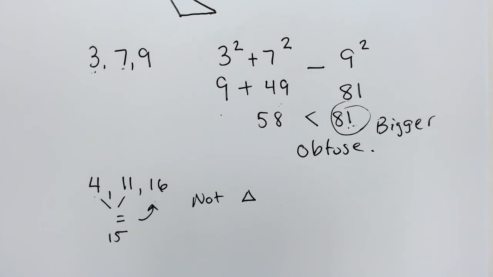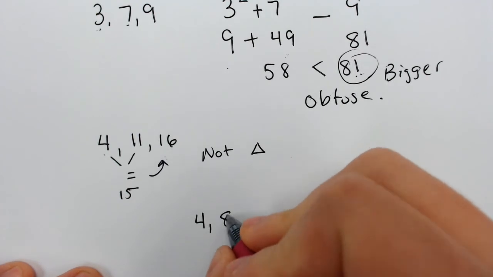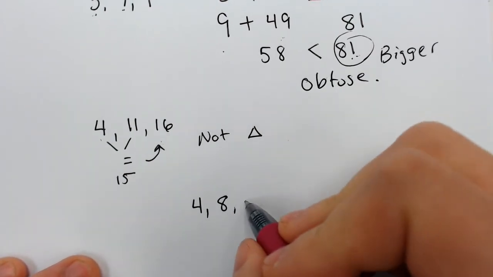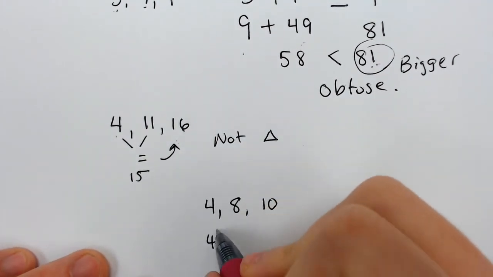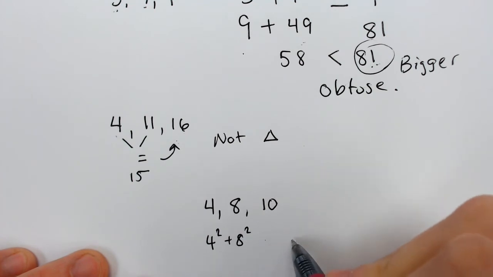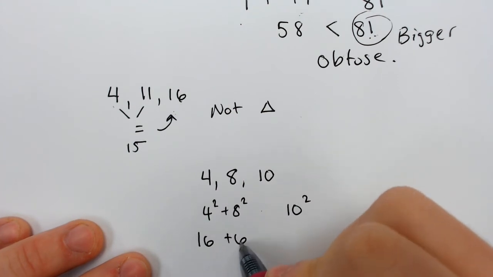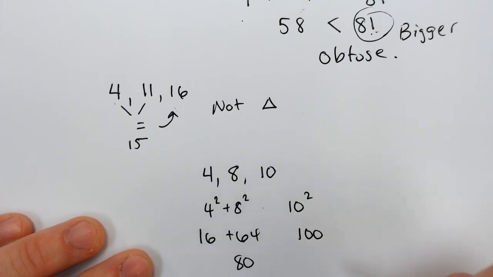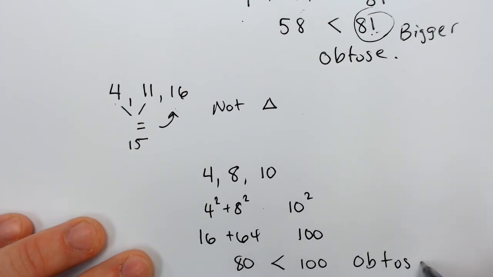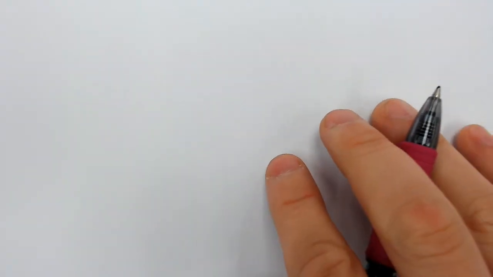All right, next one. Let's say we have 4 and then 8, and let's make sure this is a triangle, and let's go with 10. So 4 and 8 would be 4 squared plus 8 squared compared to 10 squared. That would be 16 and 64 compared to 100. If we add these together, we get 80. Well, 80 is again smaller than 100, so this is again an obtuse triangle. Let's see if we can get some acute and right triangles in here.